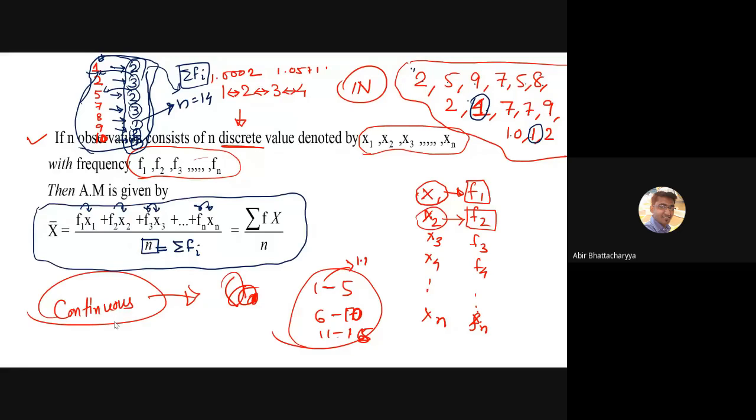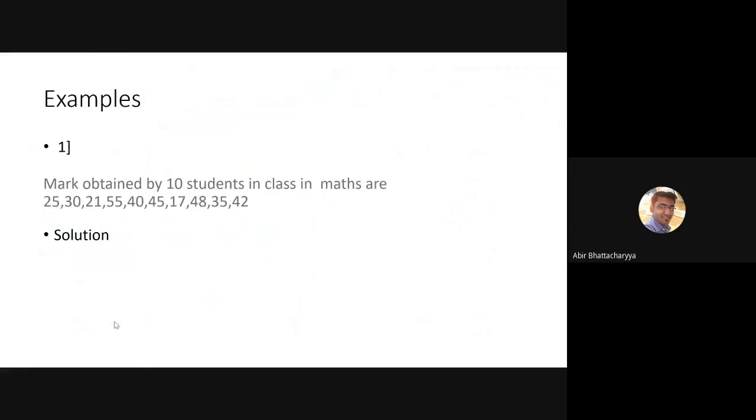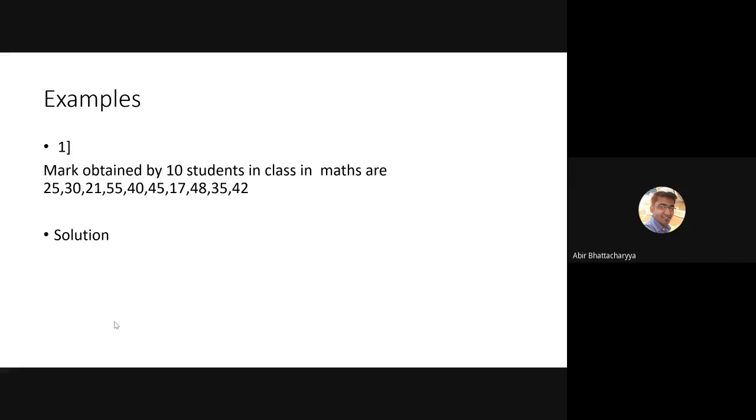Well done, very good. Okay, so now let's go for the example. Marks obtained by 10 students in a class in maths are like 25, 30, 21, 55, 40, 45, 17, 48, 35, 42. So what will be the solution?